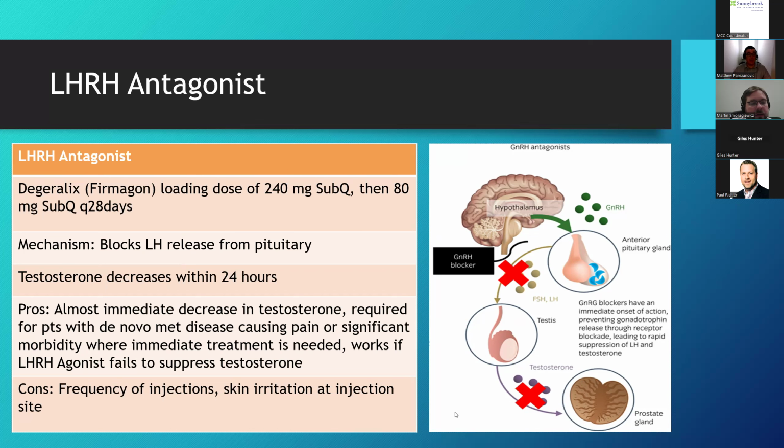It uses a mechanism to block LH release from the pituitary directly, and the testosterone decrease usually occurs within 24 hours. The pros is that you can obtain an almost immediate drop in testosterone, especially for those patients with de novo metastatic disease, where we'd be concerned about pain or significant morbidity. It works if the LH agonist also fails to suppress testosterone, and sometimes patients do need transitioning back to the antagonist therapy. The cons is the frequency of injection, skin irritation at the injection site.